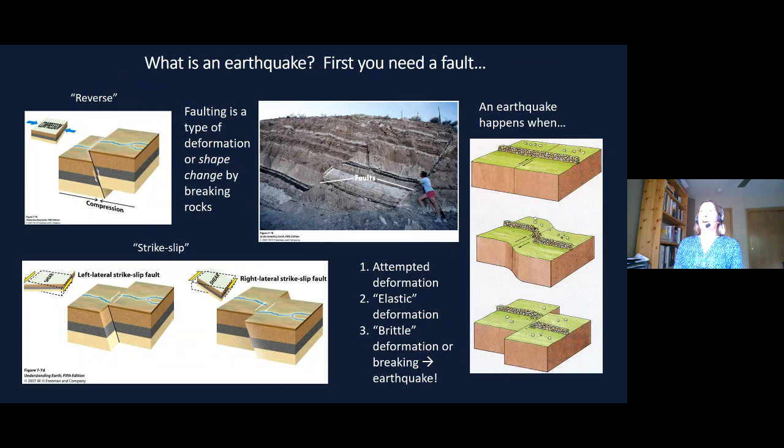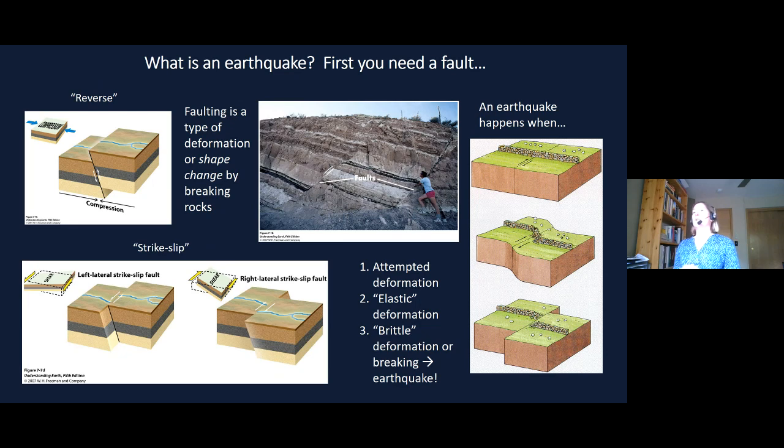That happens when you have compression, or the rocks are being squeezed and one block slides up over the other to allow that whole block of rock to shorten, and that's called a reverse fault. In Washington, we have a lot of reverse faults, and we also have a lot of strike slip faults.